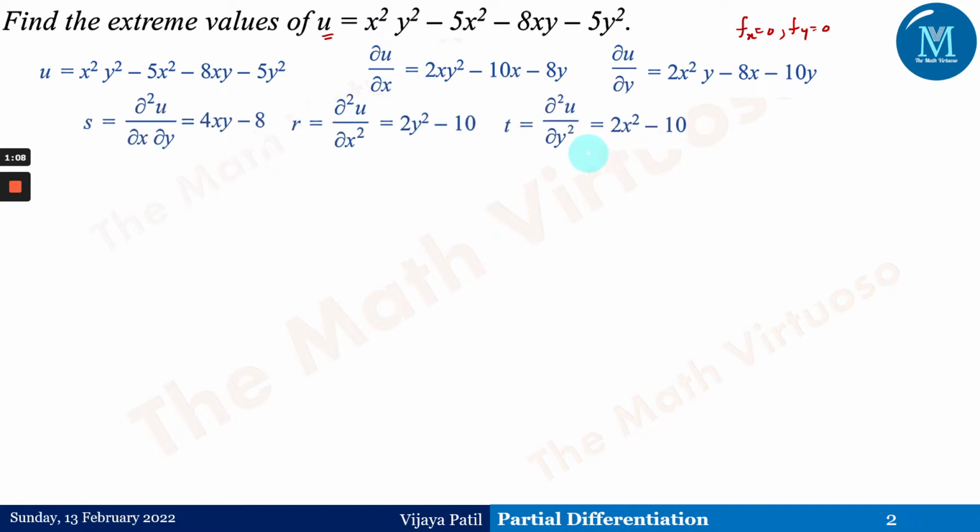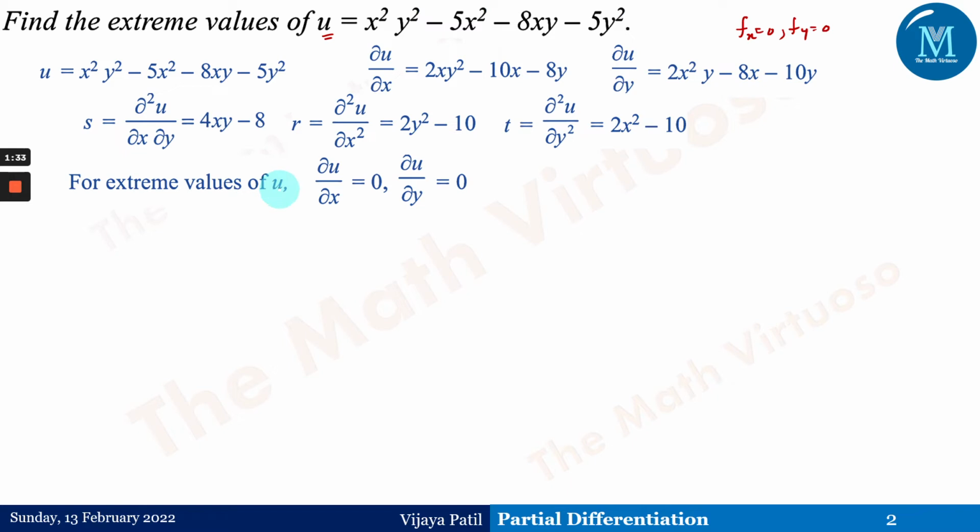After that, we have to go ahead with s, r and t. So we have to calculate dou square u upon dou x dou y as s, dou square u upon dou x square as r, dou square u upon dou y square as t. After calculating these three, we use rt minus s square to take a decision whether the point is maxima or minima.